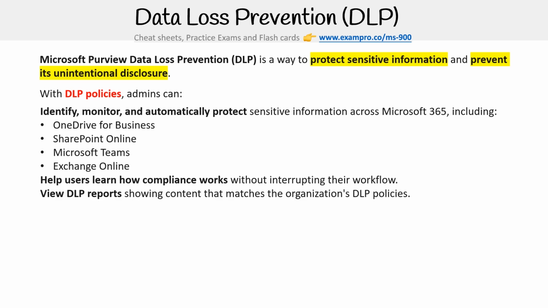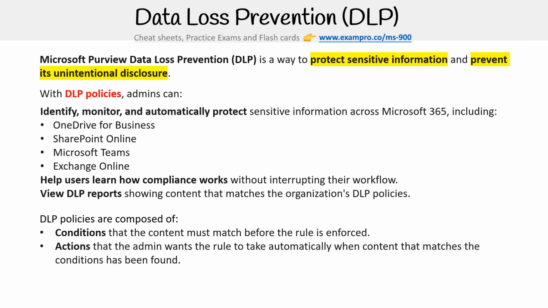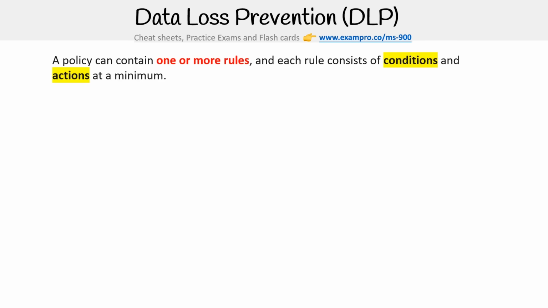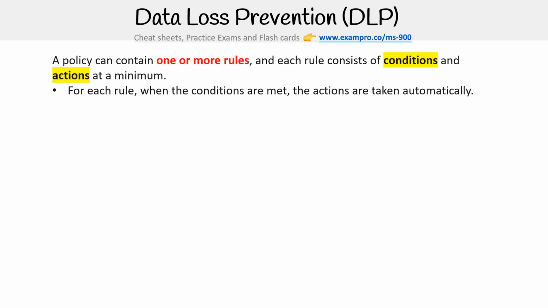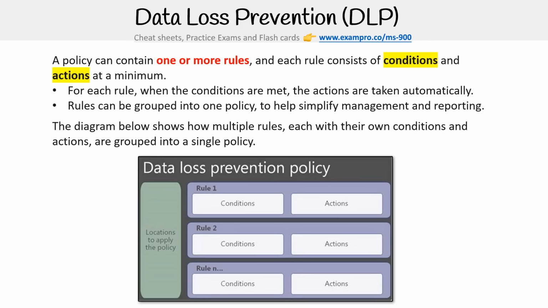Admins can also view DLP reports showing content that matches the organization's DLP policies. So, DLP policies are composed of conditions that the content must match before the rule is enforced, actions that the admin wants the rule to take automatically when content that matches the conditions has been found, and locations where the policy will be applied. So, a policy can contain one or more rules, and each rule consists of conditions and actions at a minimum. For each rule, when the conditions are met, the actions are taken automatically. Rules can be grouped into one policy to help simplify management and reporting. So, here's a diagram that shows how multiple rules, each with their own conditions and actions, are grouped into a single policy.